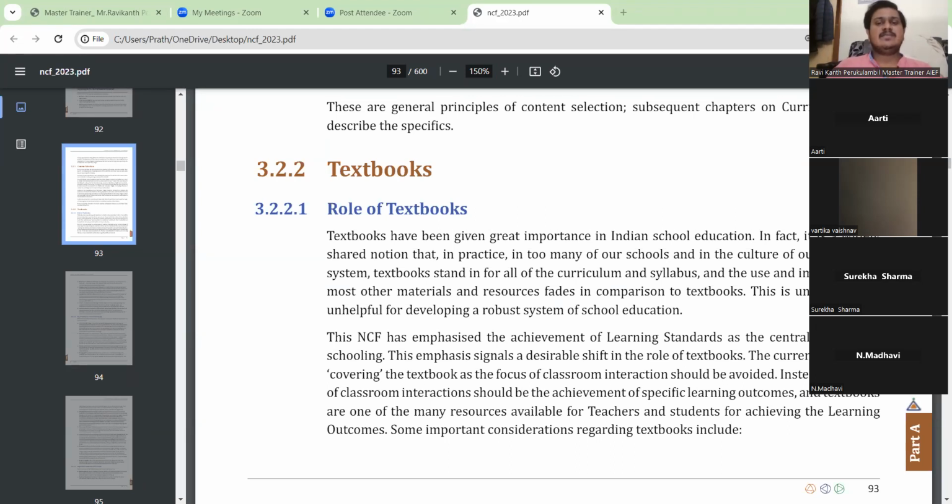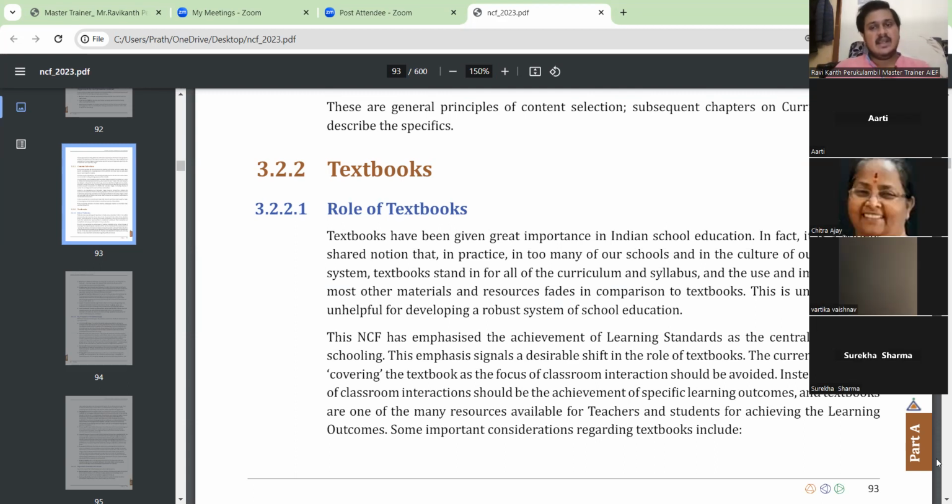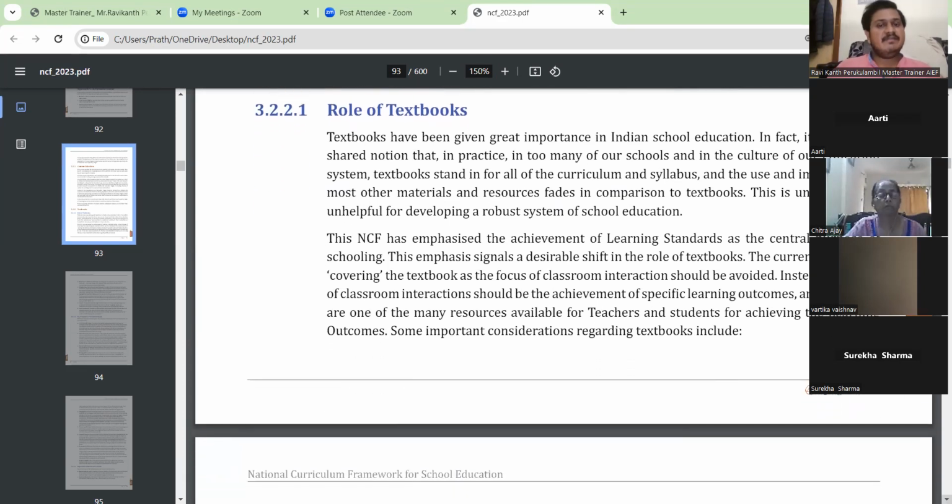That's the reason if there is no textbook, the child is always asked to stay outside the class, because they feel the textbook is the most important resource than anything else. This is unhealthy and unhelpful for developing a robust system of school education. So it's an unhealthy practice. It is not just the textbook which plays a significant role in teaching the child. Everything, like we have seen, school process and school culture also plays a significant role in curriculum.